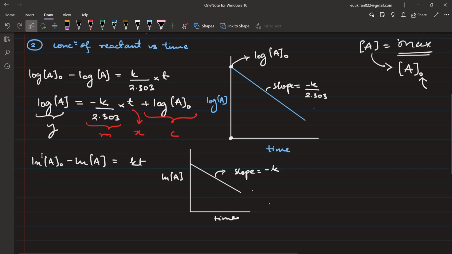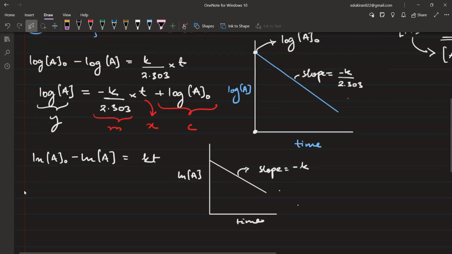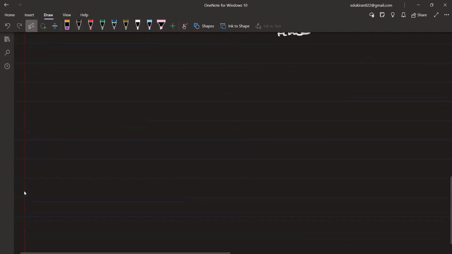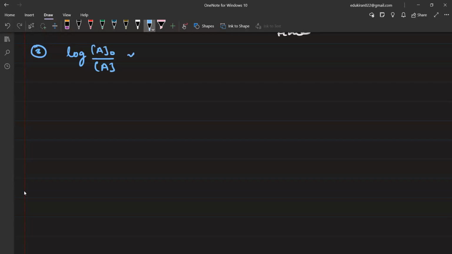Done everyone? Yes or no? Please tell me. Done. Yes, sir. Write the next graph. Log of A naught upon A versus time. And the similar graph will be ln of A naught upon A versus time.